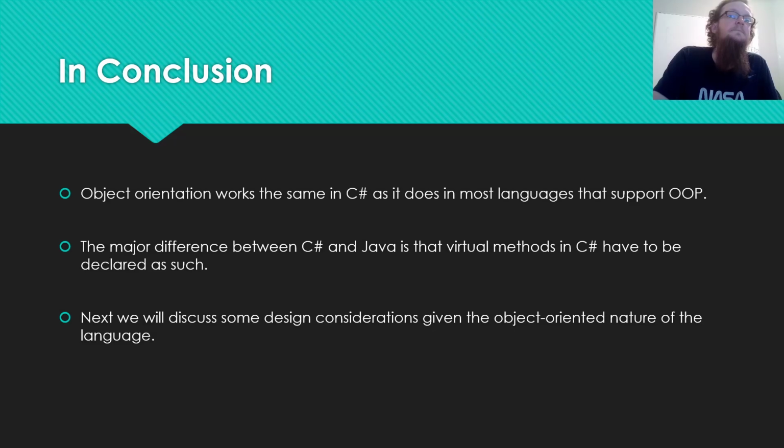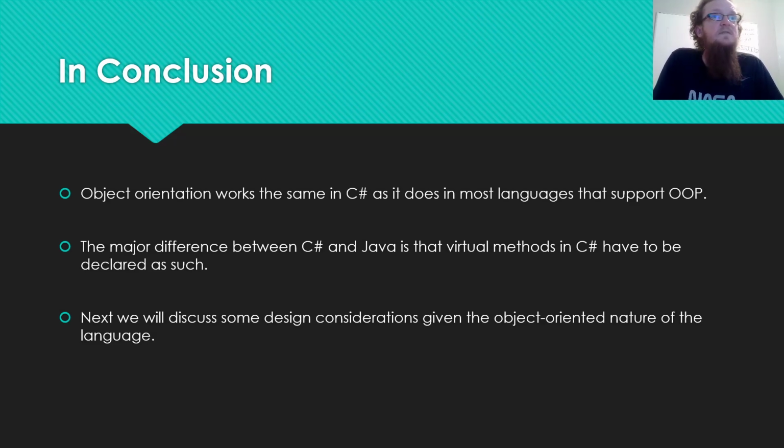You have to actively tag a method as virtual in order to allow derived classes to override the behavior in that method. So what we're going to do next is go through some really quick design considerations given the object-oriented nature of the language. We're going to talk a little bit about global variables, and why they're not so great. We're also going to talk about some specific things around object orientation which may make your life better or easier when you go into the programming assignment for the end of the week.